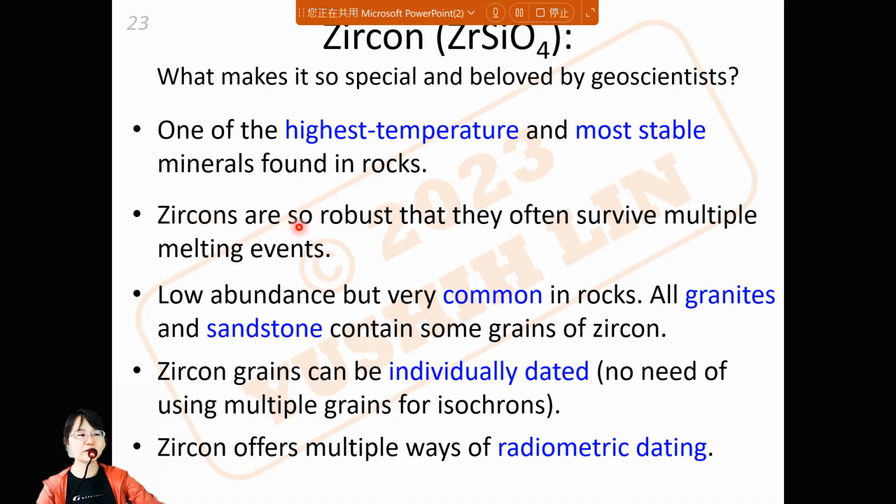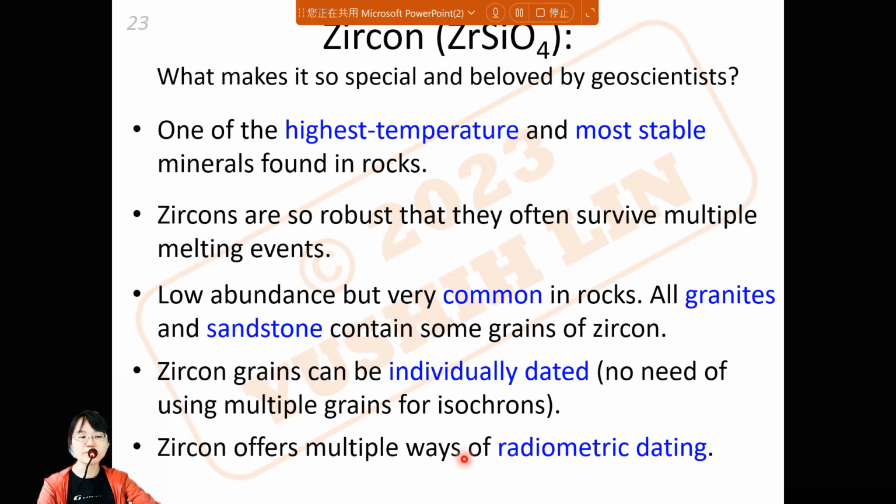That's here. Zircon are so robust that they often survive multiple melting events. It has low abundance, but very common in rocks. If you search them harder, you can find them. All granites and sandstone contain some grains of zircon, so you can actually find zircon in sea sand. And zircon grains can be individually dated. That's good, right? Because for other isochrons, you often need different minerals. But for zircon grains, you can only focus on them. You don't need to look for another mineral grains. So you don't need multiple grains for isochrons.